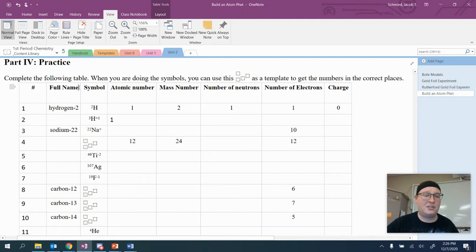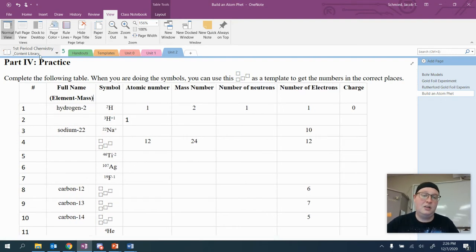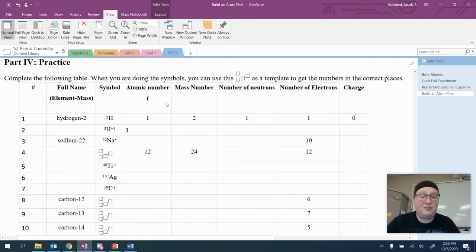When I'm asking for something's full name, what I'm asking for is the element dash whatever its mass is. So when I say like hydrogen 2, I'm saying the element and then however much it weighs. The symbol, you guys already know how to decode or how to look at those symbols. The atomic number is really just a fancy way of saying number of protons. The atomic number is the same thing as number of protons.